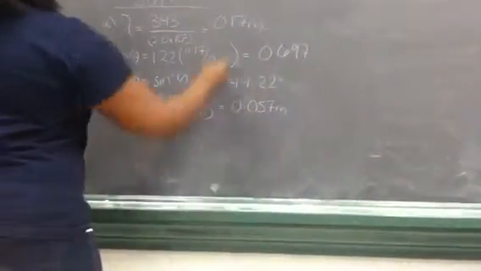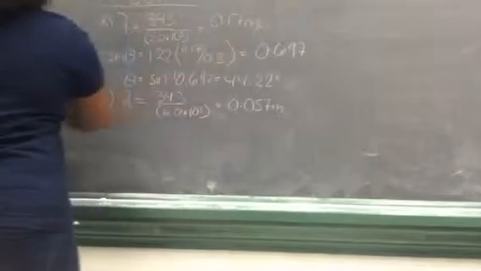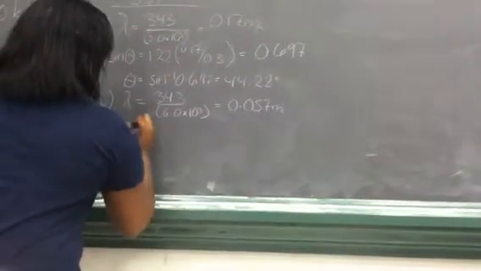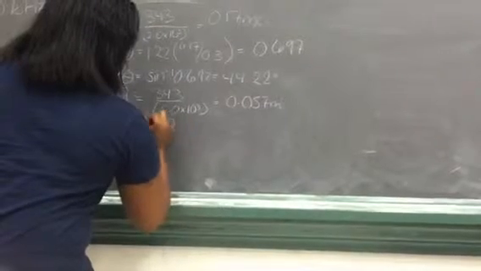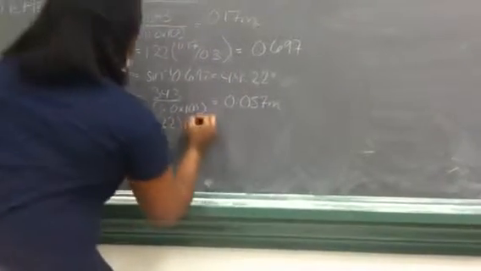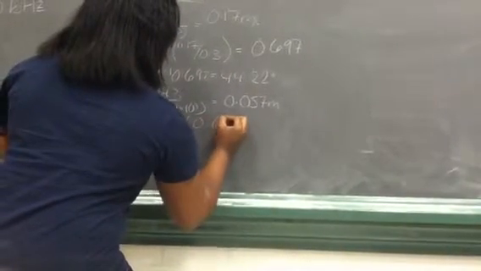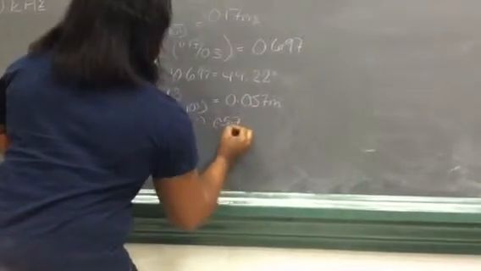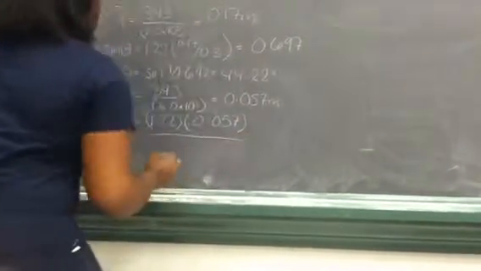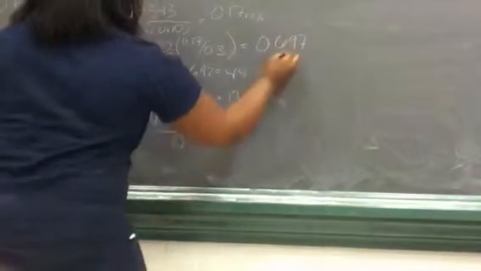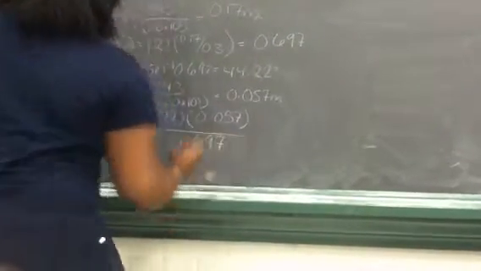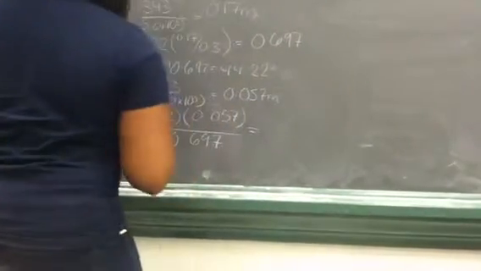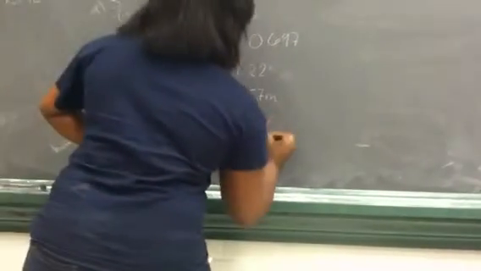Then we have to plug this into our rearranged formula to find the new width. So D is equal to 1.22 times our new wavelength, 0.057, over our sine of theta, which we found in the first part as 0.697. And from that, we find that the new width is equal to 0.1 meters.